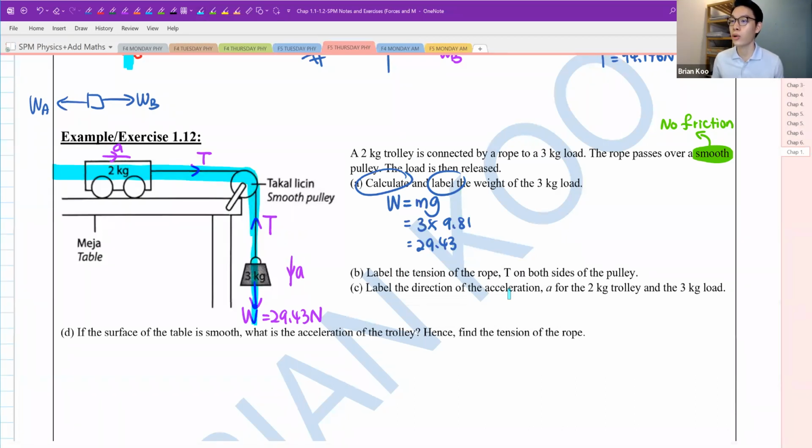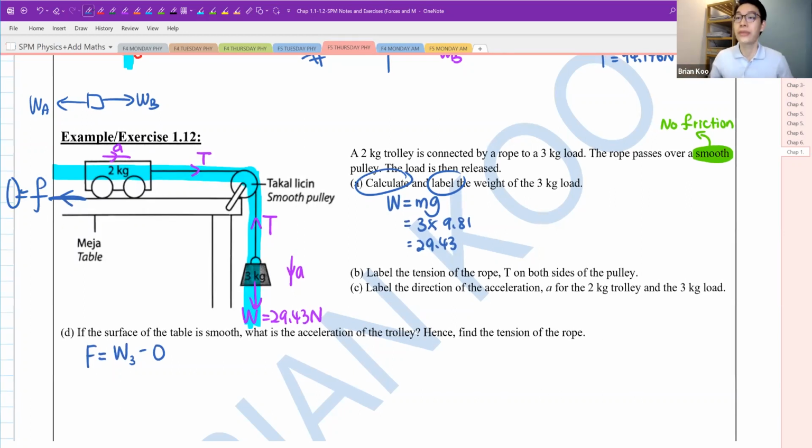Okay, I'll look at the system as a whole, meaning this light blue color one. Okay, let's try. F is equal to what? F is equal to 29.43 minus 0, right? Or you can do it like this, you can do the W of the 3 kg minus, there's no friction, so 0 Newton. There's no friction here.